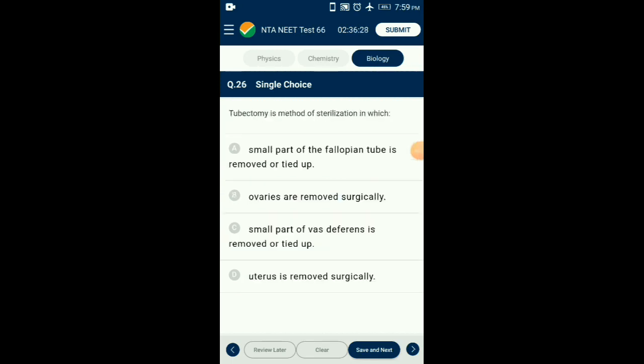Question number 26. Tubectomy is a method of sterilization in which? Tubectomy is a sterilization method of birth control in which a small part of the fallopian tube is removed or tied up. The answer is option A, a small part of the fallopian tube is removed or tied up.